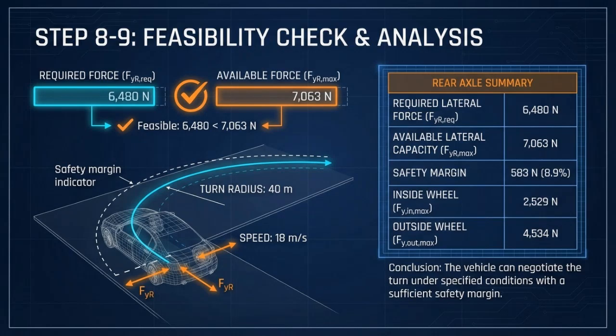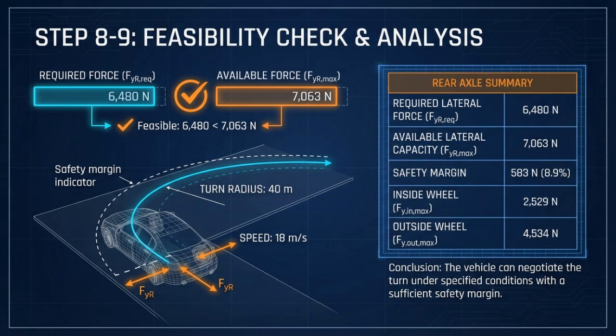Now we check whether the vehicle can safely negotiate the turn. First, we identify the maximum lateral force the rear axle can generate. This is the sum of the maximum forces from both rear wheels, giving 7,063 newtons. Next, we compare this with the required rear axle lateral force, which is 6,480 newtons. Since 6,480 is less than 7,063, the available tire grip is sufficient.